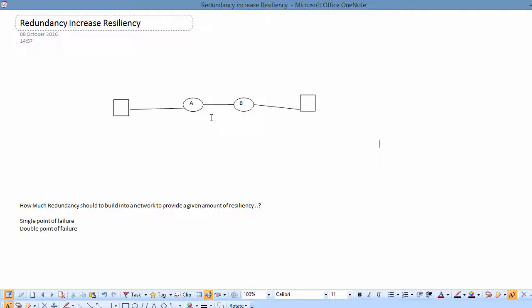For example, we have two routers, router A and router B, connected via a single link, and we have LAN networks behind A and B. So, this is a pure single link, single router setup. If we need to increase the resiliency, the first thing we do is add parallel links between router A and router B. This way, we have increased resiliency by adding a redundant link. So a single link failure will not result in loss of connectivity between the two hosts.